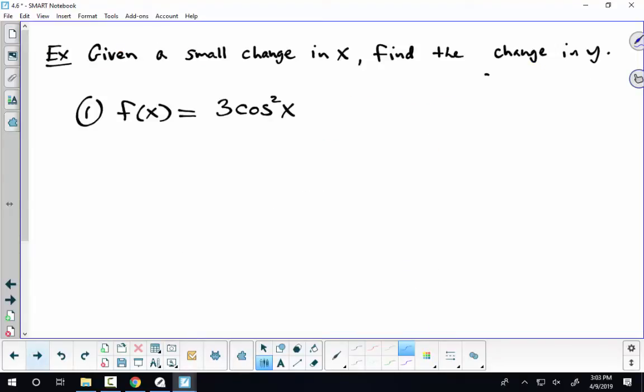Given a small change in x, find the change in y for 3 cosine squared x. So remember the small change in x, we're just going to denote as dx, and the change in y, we're just going to leave as dy. All we're using here is the fact that dy is f prime of x dx. So all we need to do is find the derivative of that function and insert that into our formula for f prime.